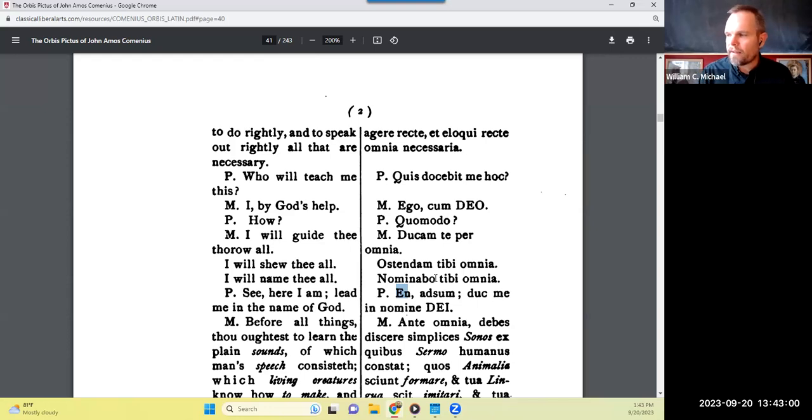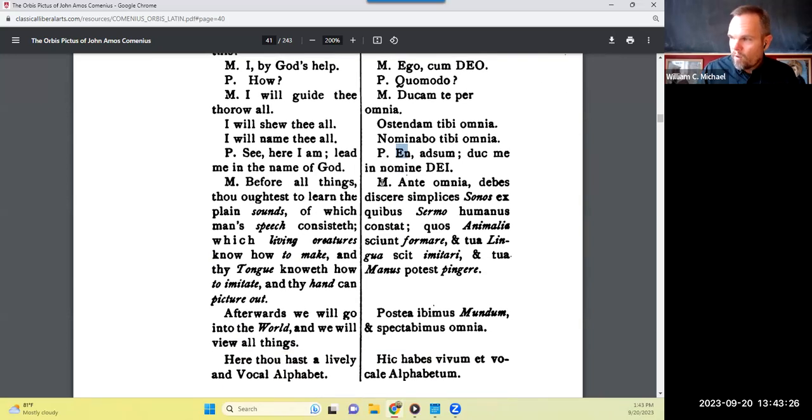Duc me, lead me. Duc me in nomine Dei. Lead me in God's name. And again, in nomine Dei is a phrase. In the name of God, it means in agreement with God's will and with God's help. It's a response to when the Magister said, I will lead you cum Deo, with God's help. Okay? Then we've got this overview here by the Magister where he tells us what we're going to do first, and I'll show you what this means on the next pages.